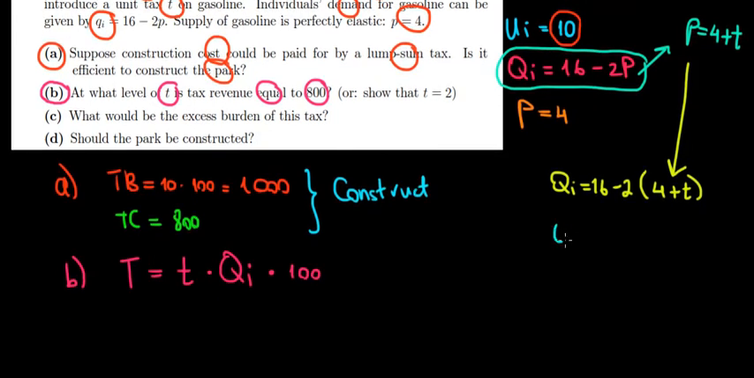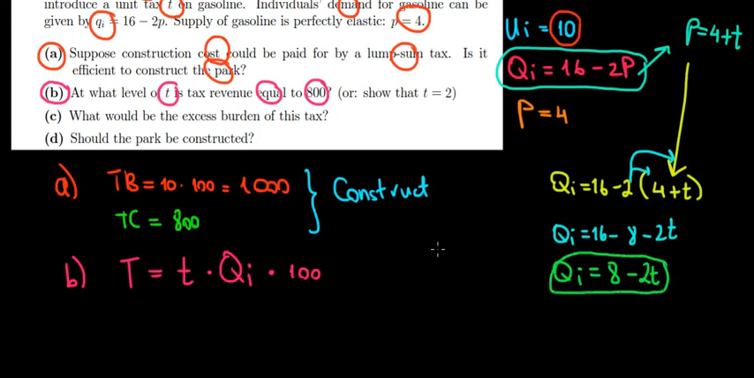Let's solve the math over here to open the brackets and see what we get. So we would have the quantity of the individual: 16 minus 2 times 4, that's 8, and 2 times t, that's minus 2t. 16 minus 8 would be equal to 8. So the quantity would be equal to 8 minus 2t. That is for the individual. Now let's substitute this into our expression.